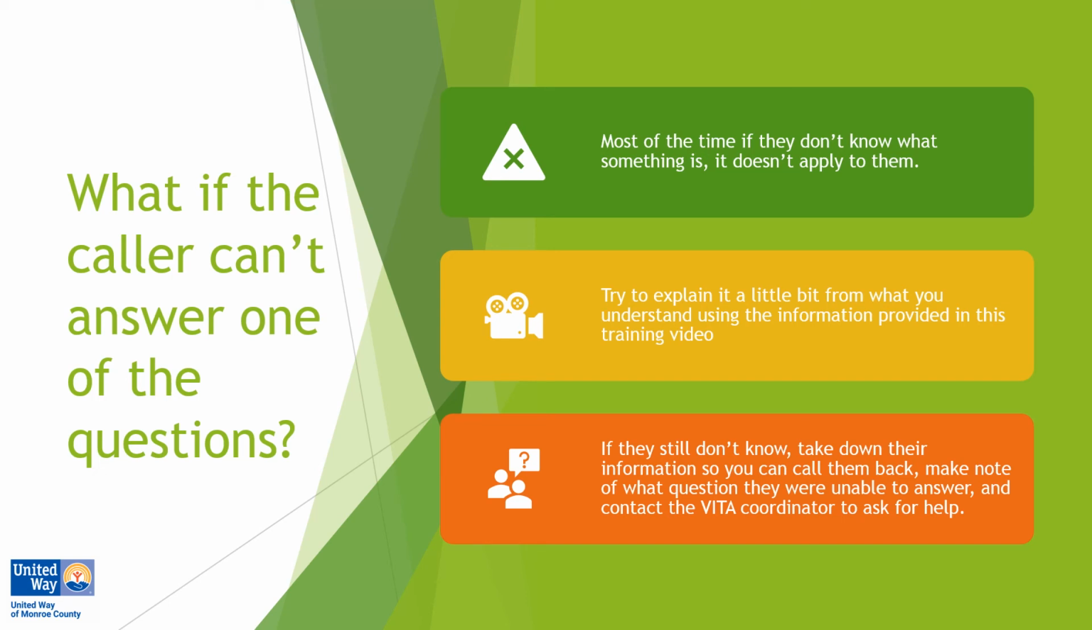If they still don't know after that, take down their information so you can call them back, make note of what question they were unable to answer, and contact the VITA coordinator to ask for help. We don't want to just go ahead and assume one way or the other and schedule them, because then we could get into that situation where they make an appointment and wait for it and then we're unable to serve them. So please contact the VITA coordinator and we are happy to help you get your questions answered, and then you can call them back.